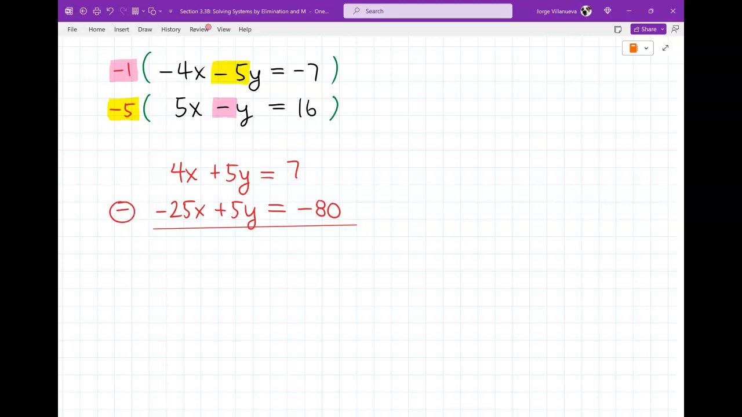All right, now let's do our subtraction. 4x minus a negative 25x, that's 29x, because remember, minus a negative means plus. So that means 4x plus 25x. 5y minus 5y, 0. 7 minus a negative 80, that's 87, because it's minus a negative. That's always tricky with the subtraction. Minus a negative. All right, how many times does 29 go into 87?